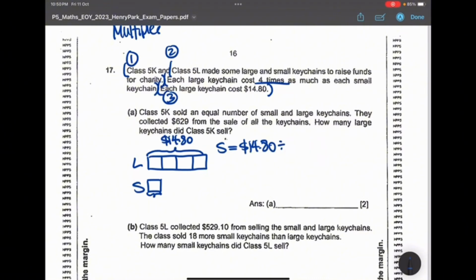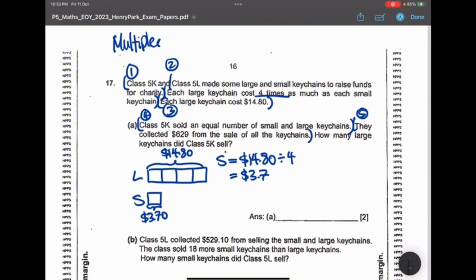divided by 4. And that would simply give me $3.70. Alright, so my small keychain is $3.70. Alright, now let's look at the question. What does it say? Part A. Class 5K sought an equal number of small and large keychains. Sentence number 5. They collected $629 from the sale of all the keychains.